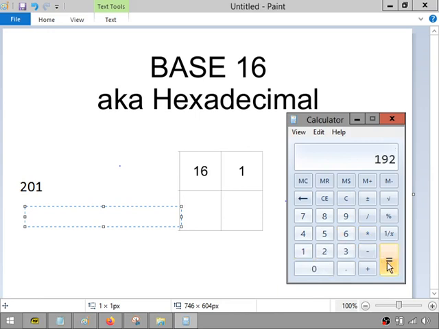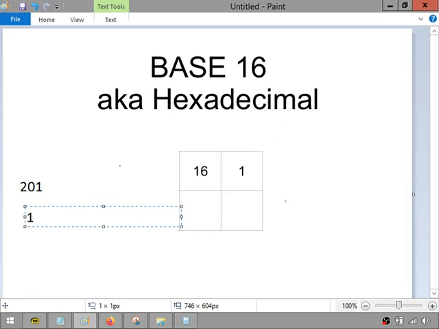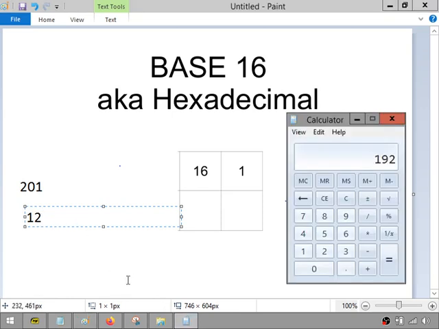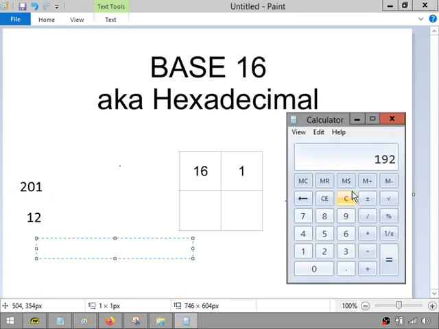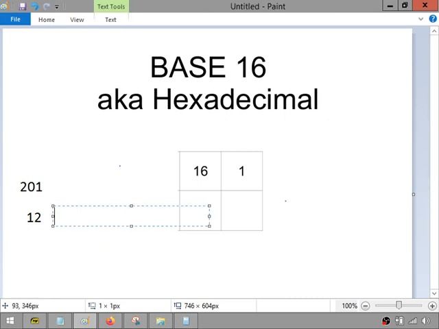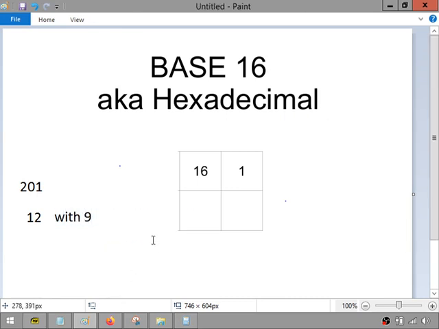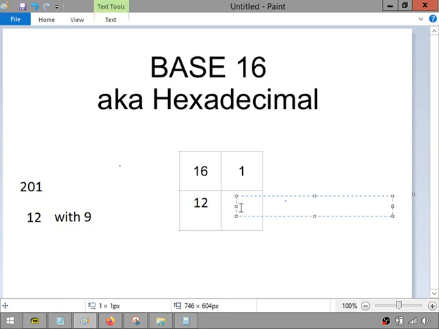That was pretty close. Okay, so we can fit 12 16s in there. And that gives us a total of 192. And what's 201 minus 192? So there you go, there's 9 left over. So that's 12 with 9 left over. So there we have it.